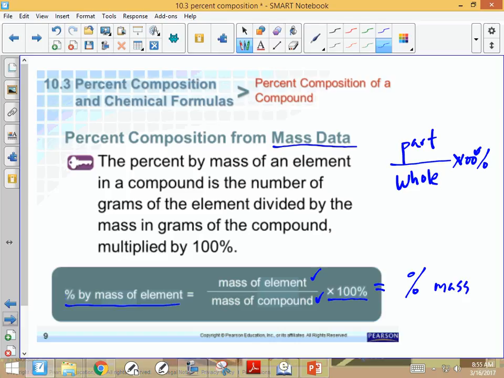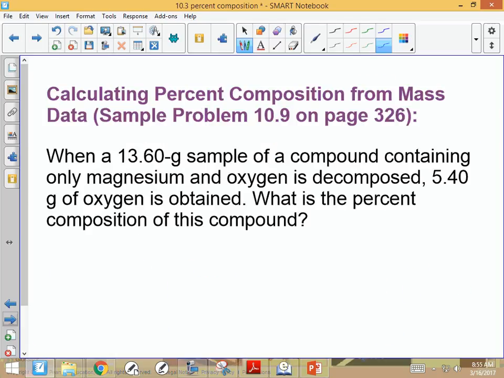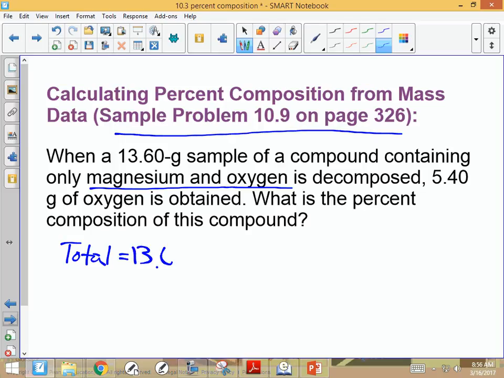Do you understand? We're going to do a practice problem together, or sample problem. This is sample problem 10.9 on page 326. A 13.6 gram sample of a compound containing only magnesium and oxygen is decomposed, meaning it's broken apart. We get 5.4 grams of oxygen. What is the percent composition of this compound? Now they gave us the total mass of the compound, excuse me, not weight, mass.